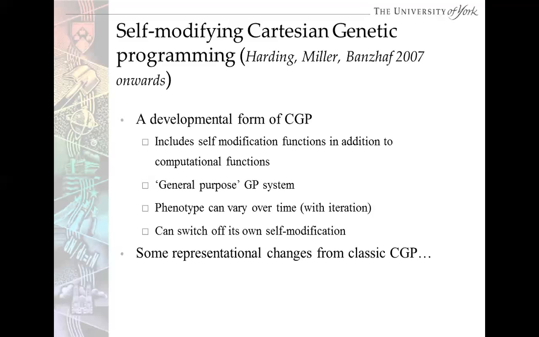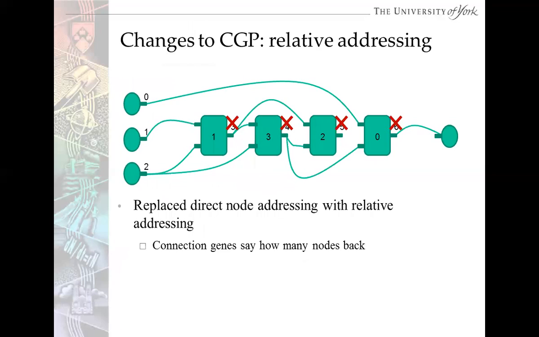In order to create self-modifying CGP, because we're going to be solving multiple problems, it was necessary to make some representational changes from classic CGP. The first thing that we got rid of was absolute addressing. In standard CGP, connections to nodes represent an absolute address in some data, in an array of data. We saw that when we did the decoding pseudocode earlier on CGP.